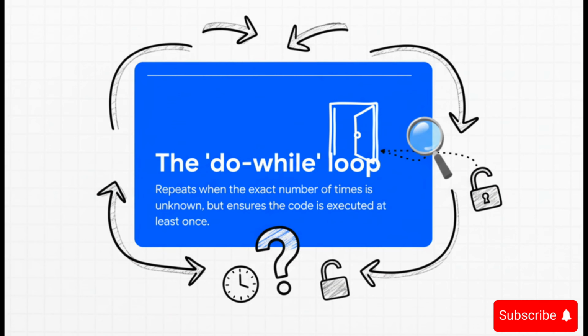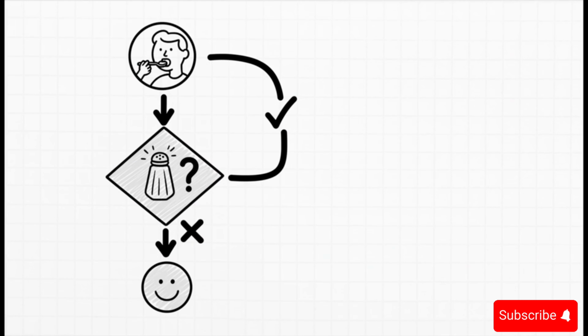Next, let's talk about its close cousin, the do-while loop. It's a lot like the while loop, but with one single critical difference. It will always run the code inside at least once before it even bothers to check the condition. Now, why is that useful? Well, you use a do-while loop for any situation where the action has to happen at least one time, no matter what. The perfect analogy is taste testing your food while you cook. You have to take that first taste. That's the do part. Then you check the condition. Does this need more salt?